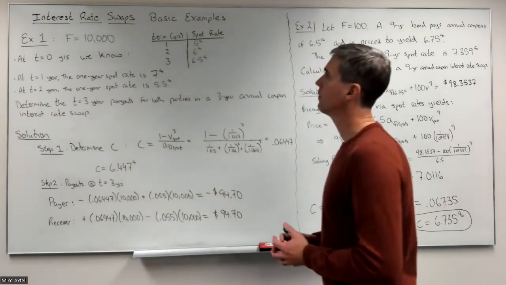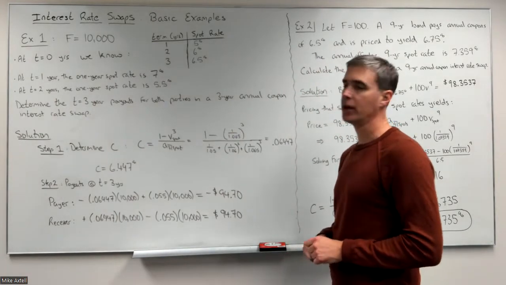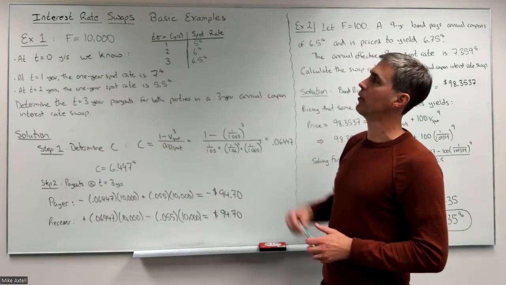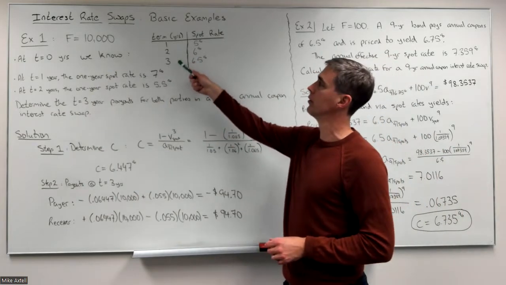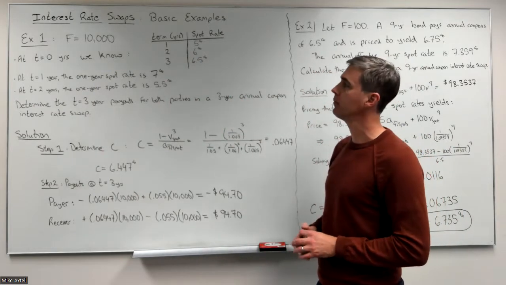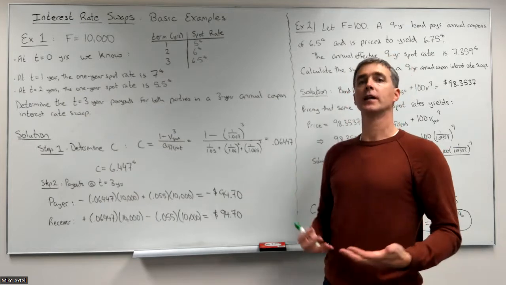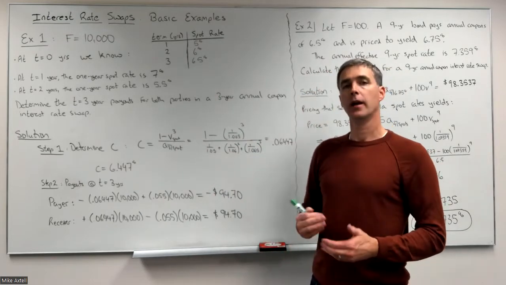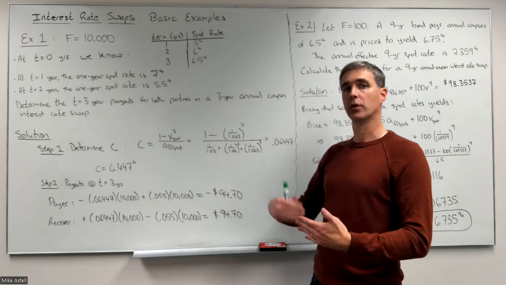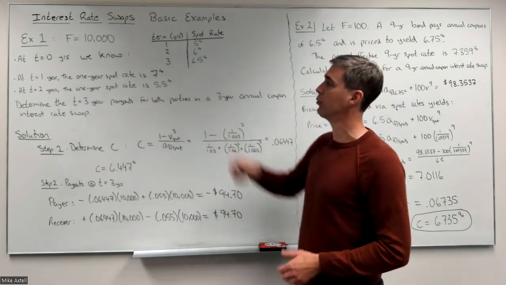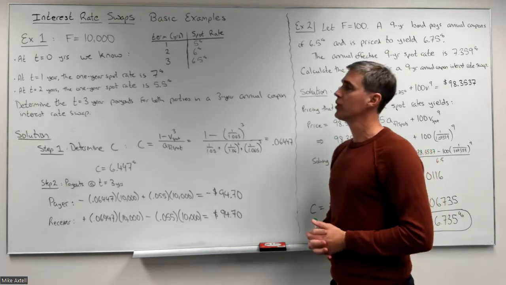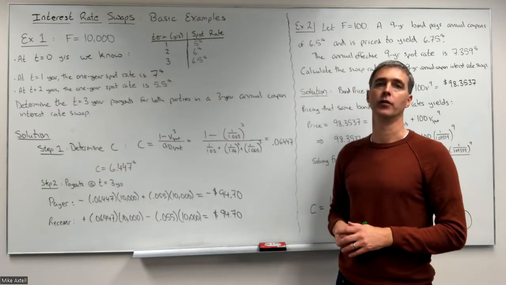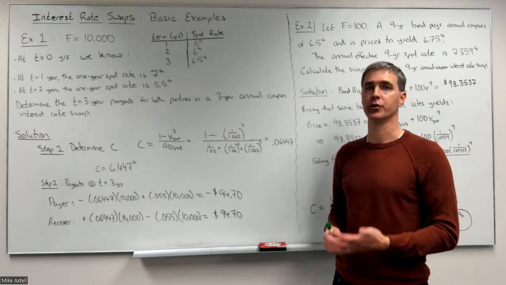All right, so in this first example, the face value of the interest rate swap is going to be $10,000. At time zero, we find this spot rate information for 1 year, 2 year, 3 year zero coupon bonds. If we fast forward 1 year, the 1 year spot rate at that time is 7%. If we fast forward 2 years, the 1 year spot rate at that time is 5.5%. So what we're going to try and do is determine the time 3 year payout for both parties involved in a 3 year annual coupon interest rate swap.